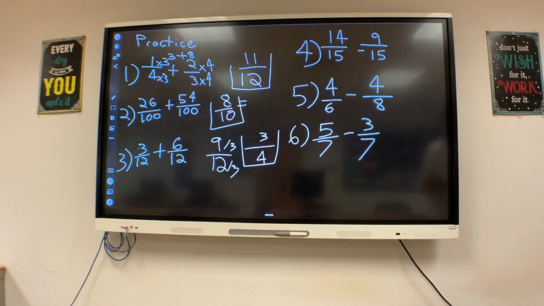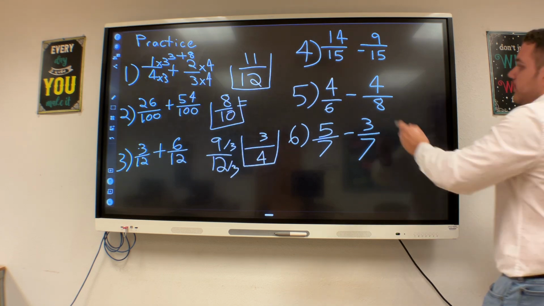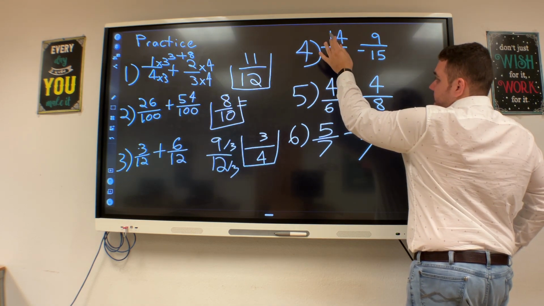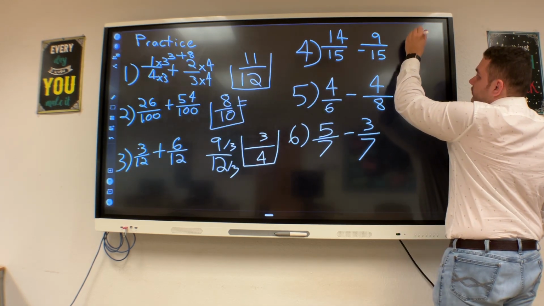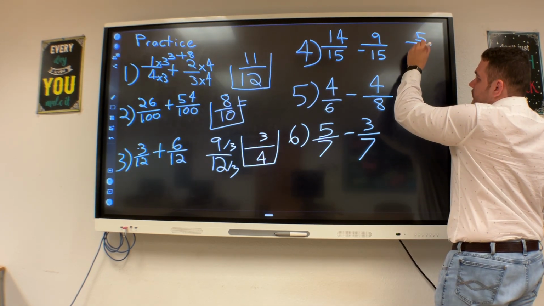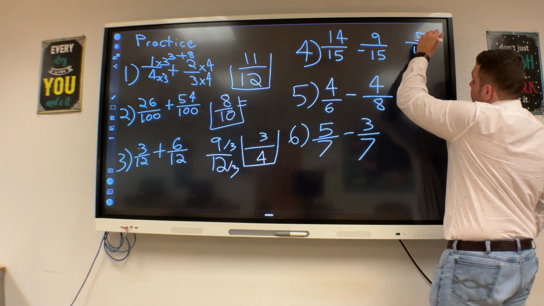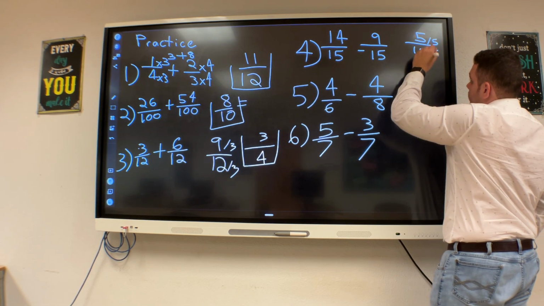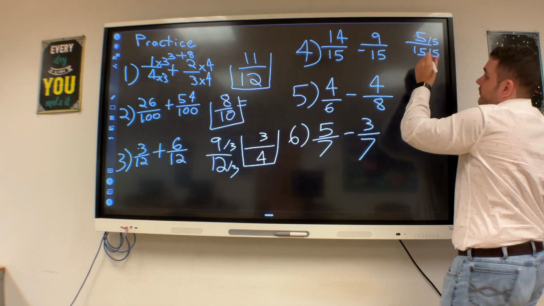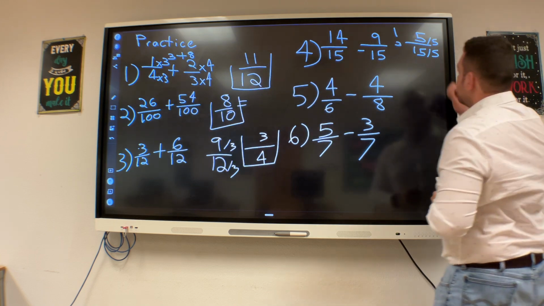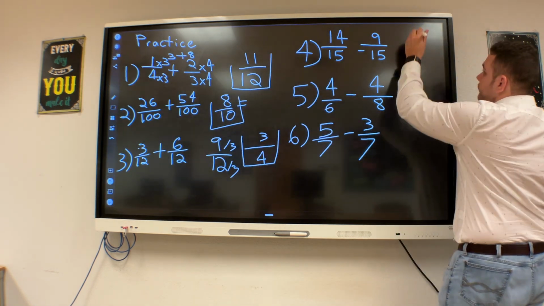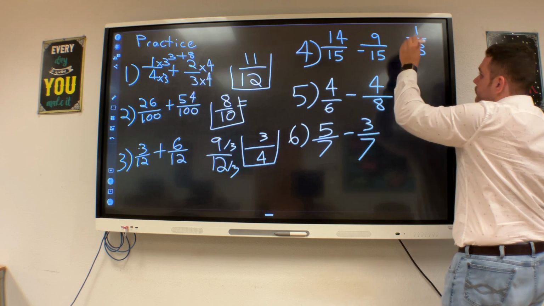And number 4 over here, we got some subtraction. It's like I said, it's the same principle, whether you're adding or subtracting, we set it up the same way. Our denominator is the same, so we would just subtract across the top. 14 minus 9 is going to be 5/15. Oh wait, we can simplify that down, like I said, 5 divided by 5 is going to be 1. 15 divided by 5 is going to be 3. So that simplifies to 1/3.